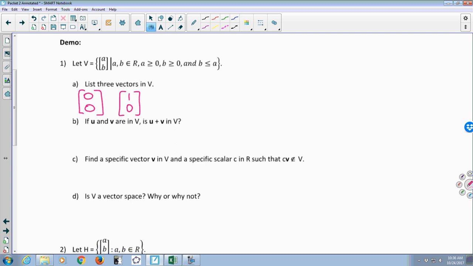Give me a couple more. (5, 4), (6, 2). Great. Sorry, we can't do negatives because there are restrictions on A and B. But they don't have to be integers. We could have something like 12π. They can be real numbers.